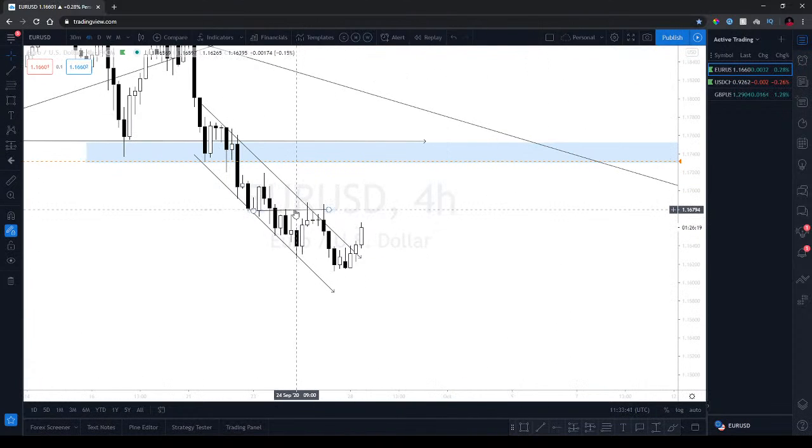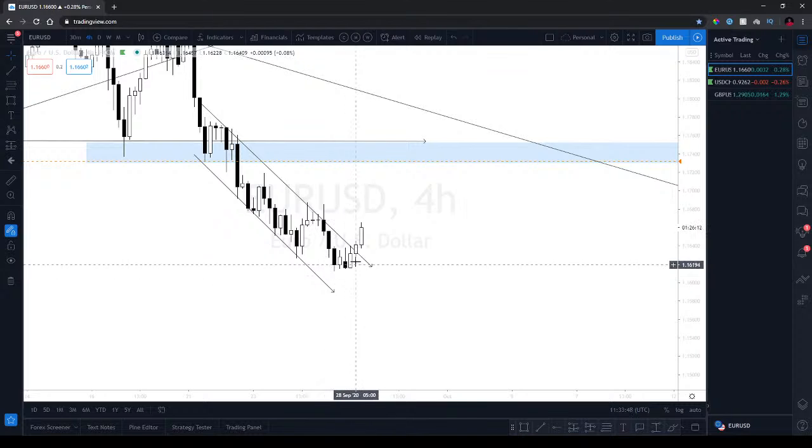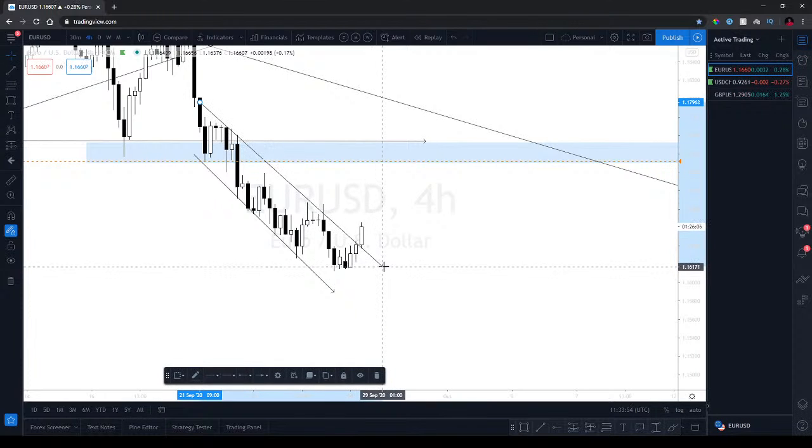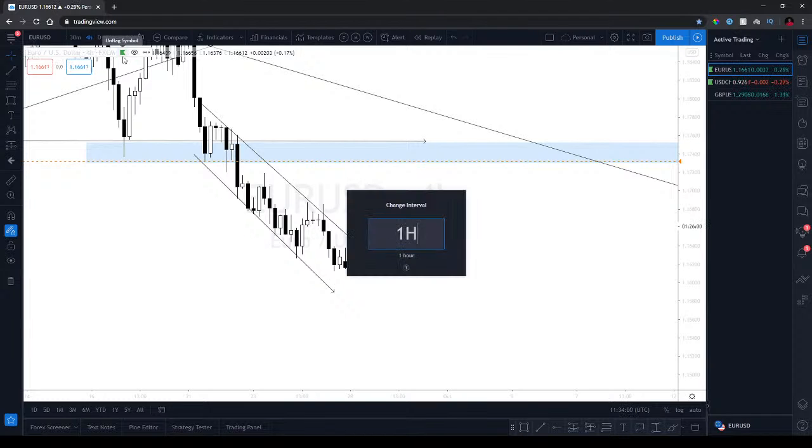Here on the lower time frame, we can see this has formed a descending channel, and I was waiting for this breakout right here, which has happened for us. Let me ensure that this is, yep. So it's happened for us. So now we can go down to our 1 hour.